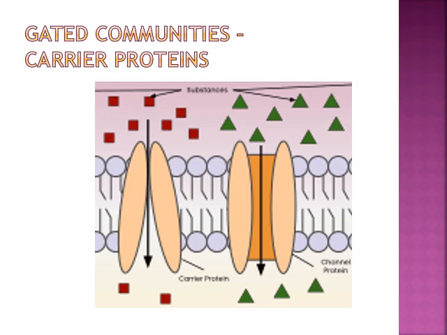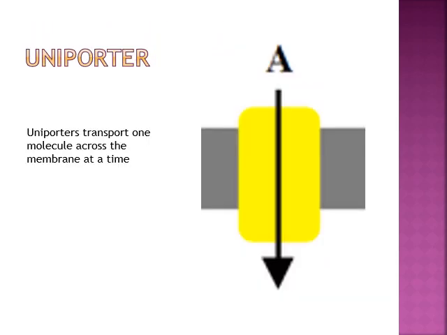If you want to be more specific, you're going to use a carrier protein. Carrier proteins are going to grab a molecule from one side of the barrier and then selectively pull that one through and drop it off on the other side. There are three kinds of carrier proteins: a uniporter, symporter, and an antiporter.